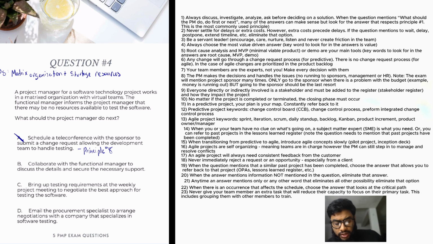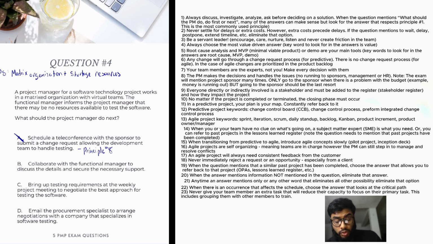C, bring up testing requirements at the weekly project meeting to negotiate the best approach for testing the software. Okay, that's fine. However, we want to take a little step back and make sure that we have someone that's actually going to test it out because we are short on resources. Okay, let's see what else there is. This doesn't contradict our principles, but I wouldn't choose it right away.